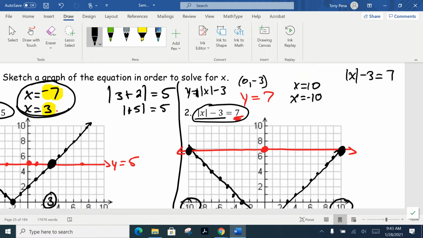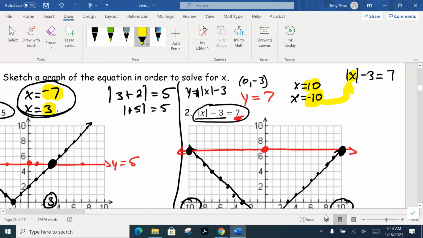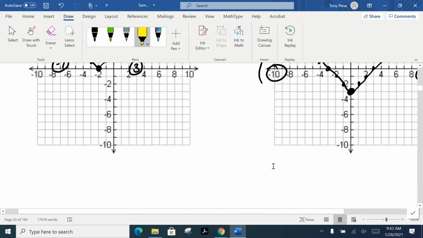If I test this now, if I take a positive 10 and I substitute it in here, isn't the absolute value of 10 10? And doesn't 10 minus 3 equal 7? Yeah, so that's one answer. Notice this is a negative 10. If I take a negative 10 and plug it in here, the absolute value of a negative 10 is also positive 10. Take away a 3, you're going to get a 7. All right? So now, with that, take a minute, graph number 3.